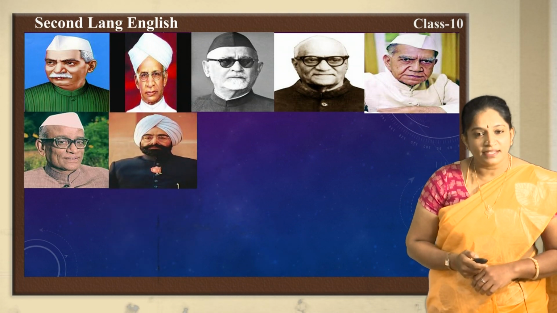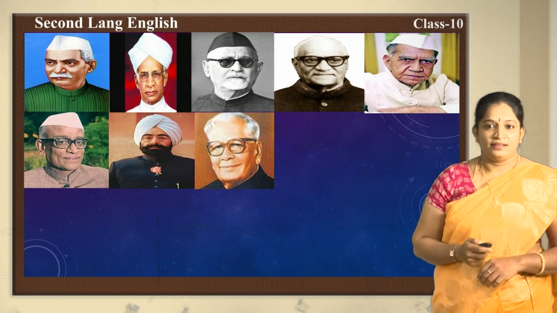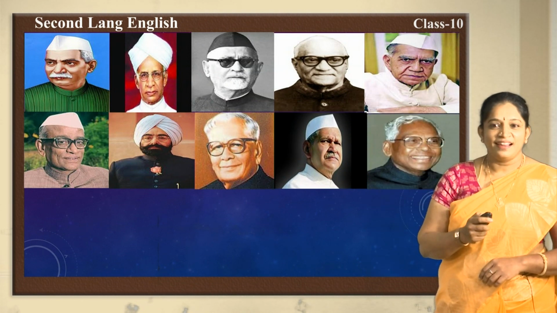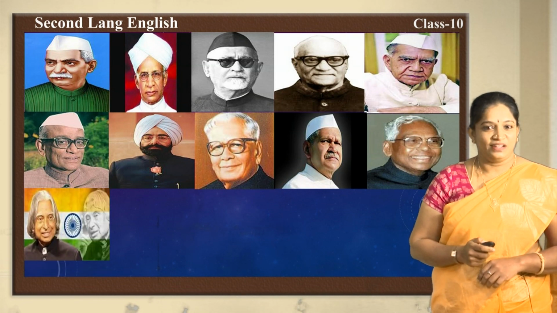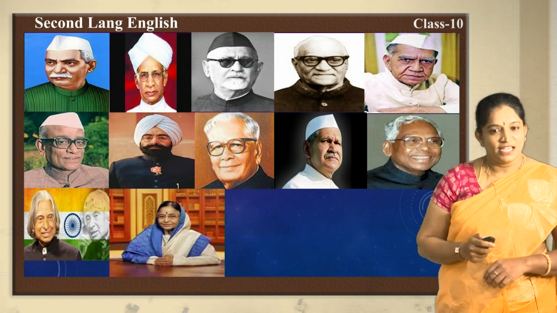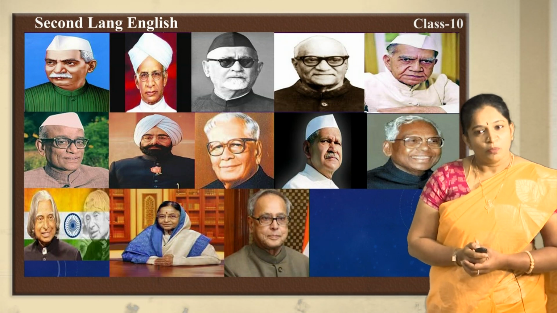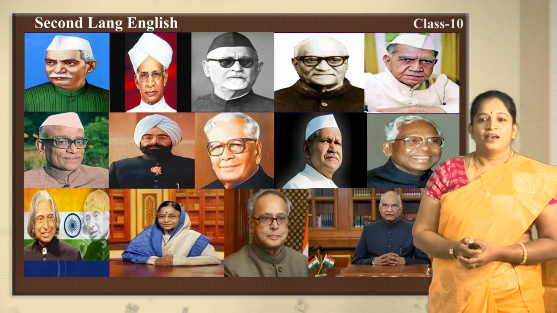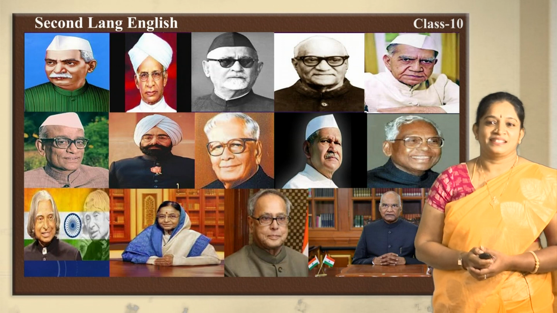And seventh president, Gyani Zail Singh. Eighth president, R. Venkataraman. Ninth president, Shankar Dayal Sharma. 10th president, K.R. Narayanan. And 11th president of India, APJ Abdul Kalam. 12th president, Srimati Pratibha Patil. 13th president, Pranab Mukherjee. And now the present honorable president, Ramnath Kovind. Okay children, I think now you brush up your knowledge regarding all our 14 elected presidents.